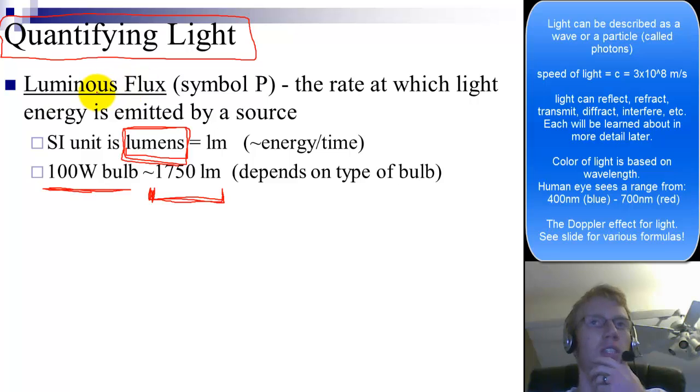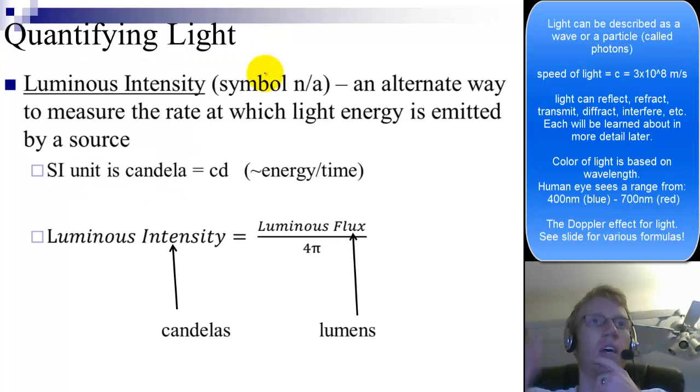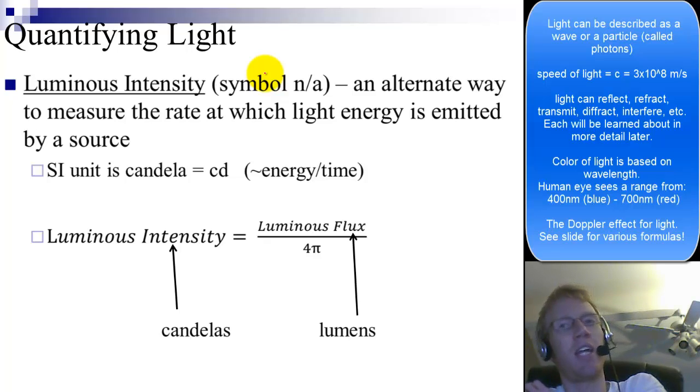So luminous flux is the amount of light, and the symbol we're going to use is P. I agree that that is really annoying, but that's the way it is in the book, and I'd rather not diverge from that. Okay. The next thing is luminous intensity. This is an alternate way to measure the rate of light energy being emitted, and honestly, I'm not sure in which case you would want to use this, but the book definitely talks about it, and gives you some problems in candelas, so I thought I would mention it here.